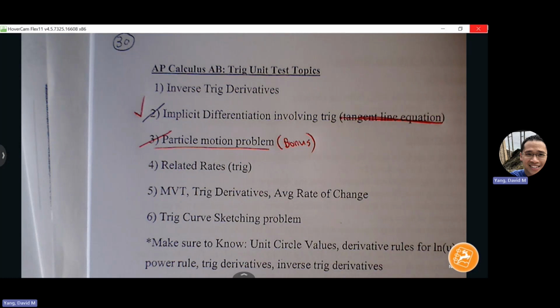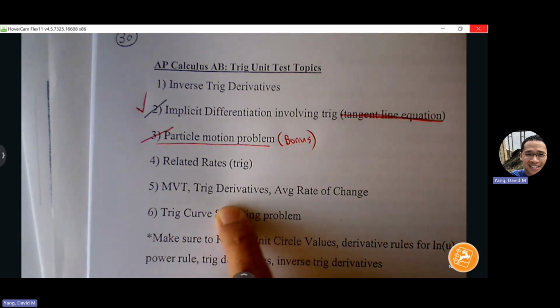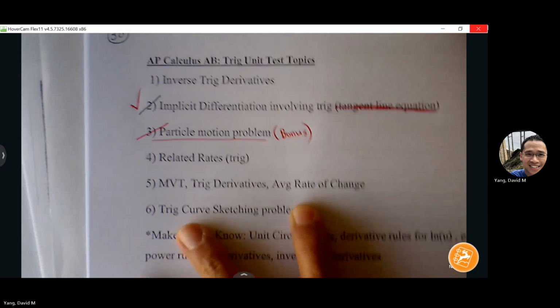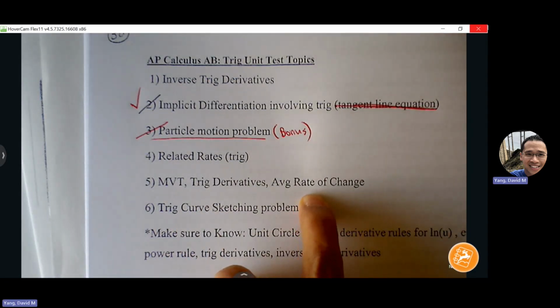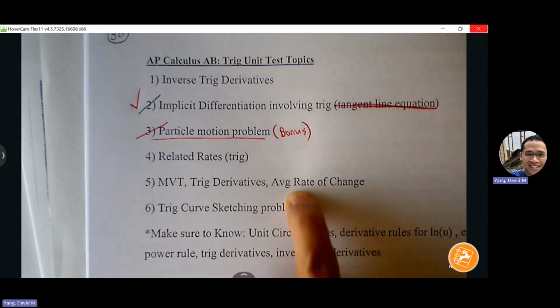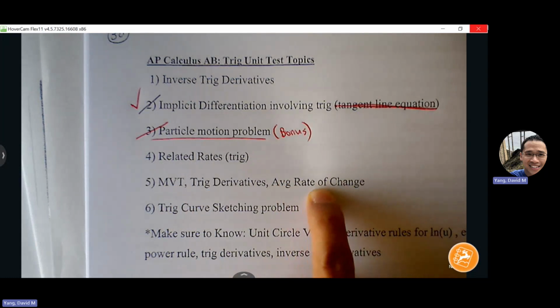Related rates trig with the right triangle and starting with either sine, cosine, or tangent. We haven't done problems that were forced into quotient rule, so we'll have to still do some of that. Mean value theorem, trig derivatives, average rate of change. Average rate of change is just really a prerequisite for mean value theorem, right? Slope between the endpoints, that's all this is.